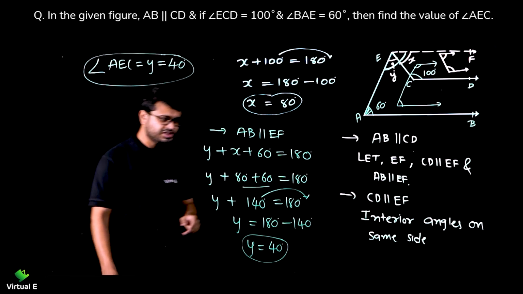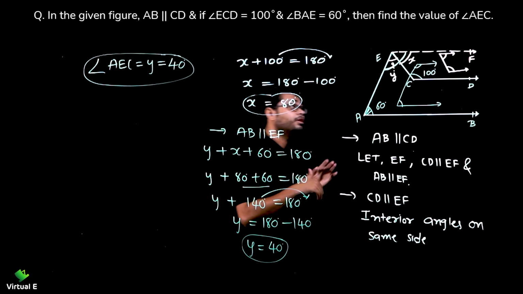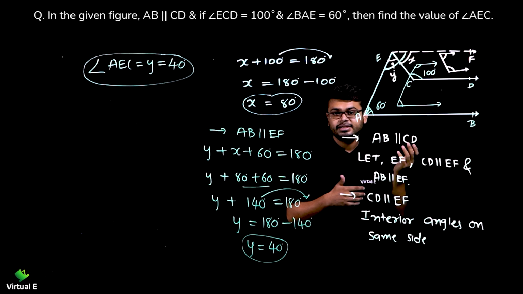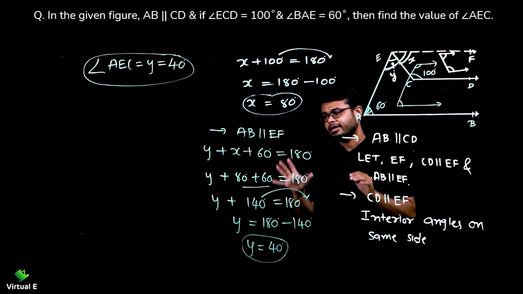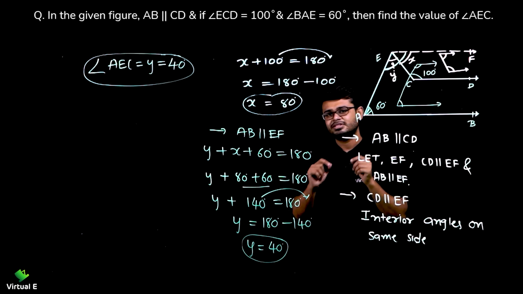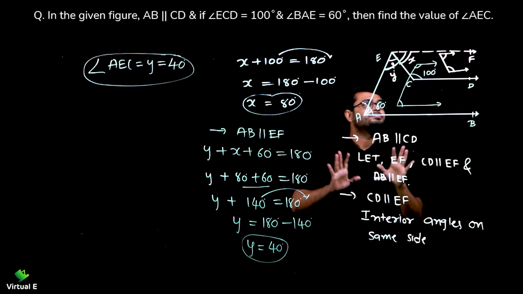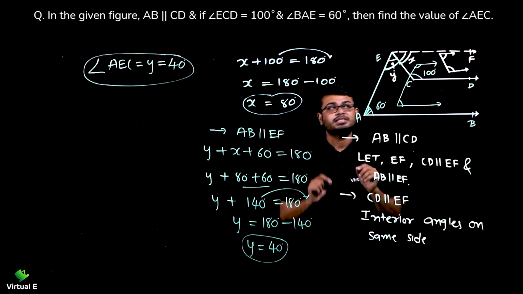These are like 2-step, 3-step sums. First of all, you need to find the value of some other angle. Then with the help of that only you can find the angle you want to find, right? So it's not possible to have the answer within one step only. So you need to be patient and think wisely over here.